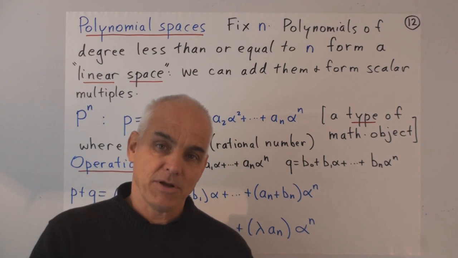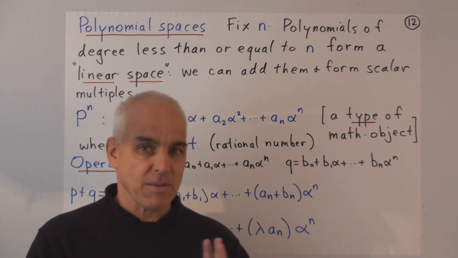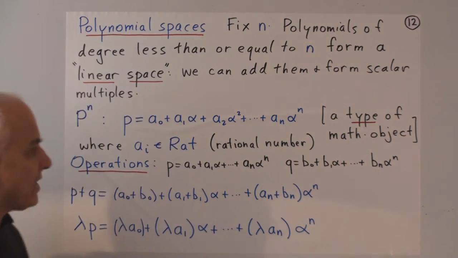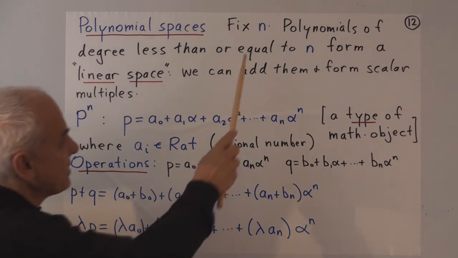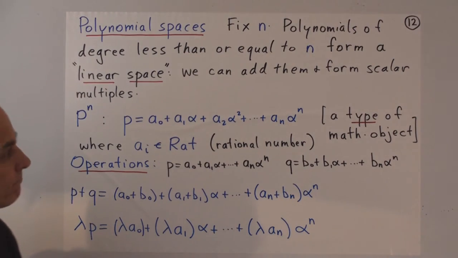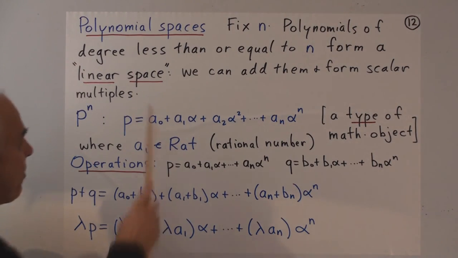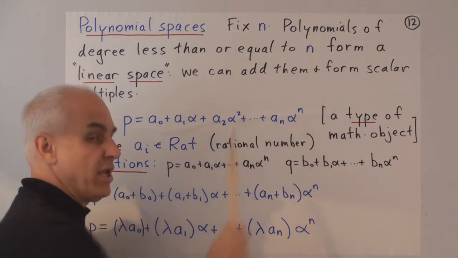And I want to talk about that now and establish some terminology that allows us to make sense of what that means. So let's fix a natural number n. And let's consider all the polynomials of degree less than or equal to n.